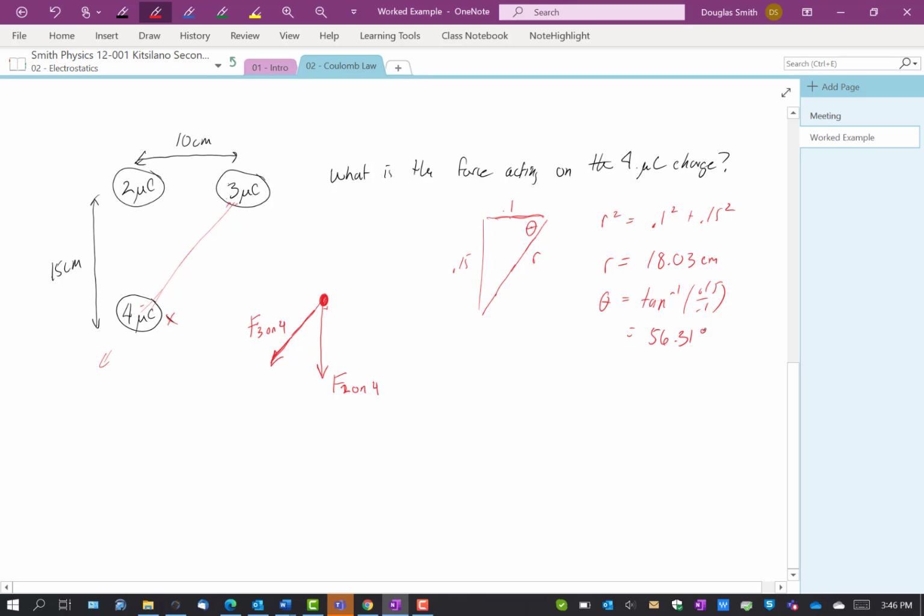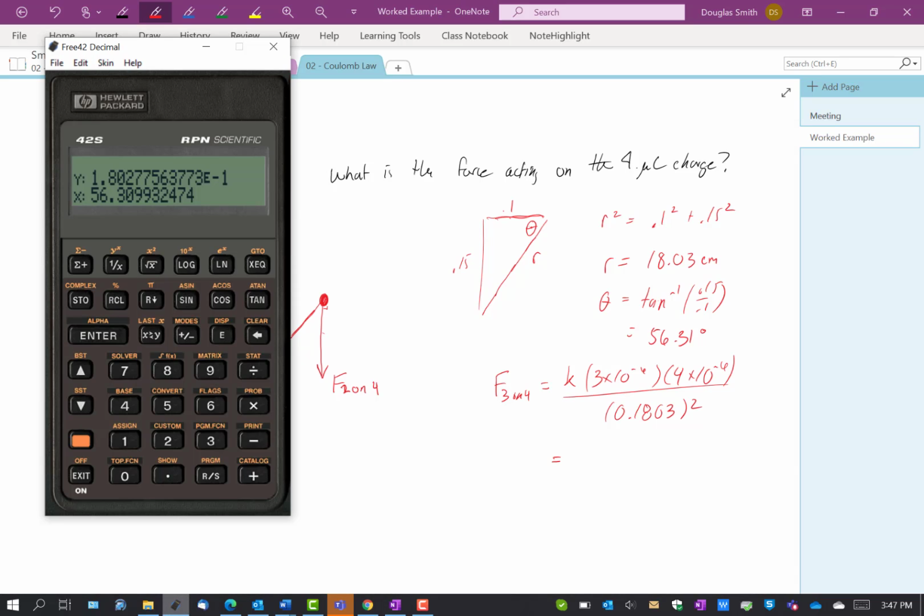Okay, so let's calculate these two forces and then add up the two vectors. So I'll start with F3 on 4. F3 on 4 is k, it's a 3 and a 4, so 3 times 10 to the negative 6, 4 times 10 to the negative 6, over 0.1803 squared distance apart. Excuse me. So that's already in my calculator.